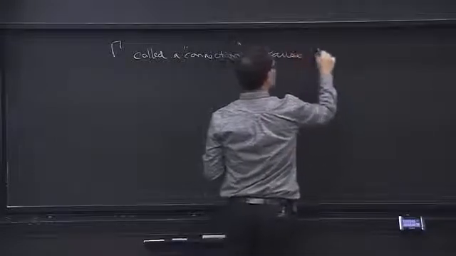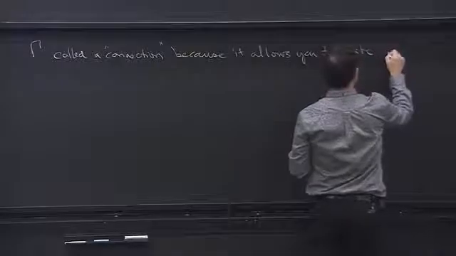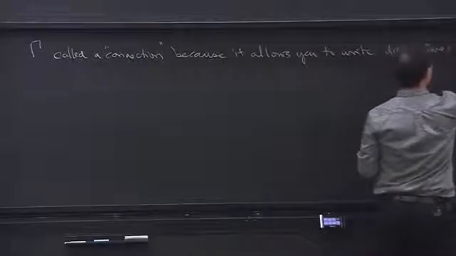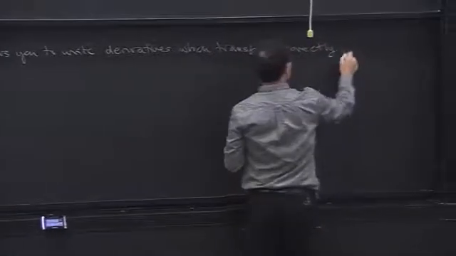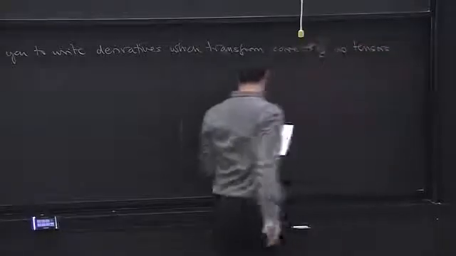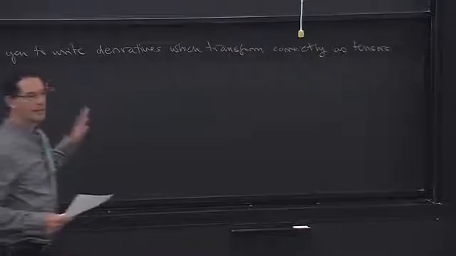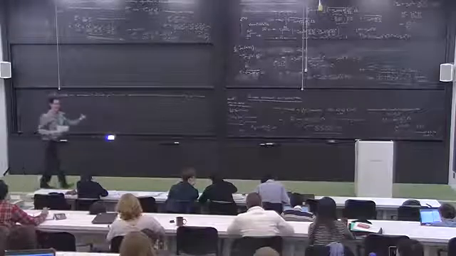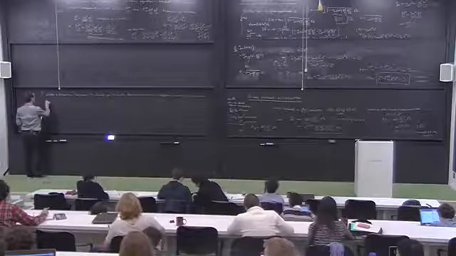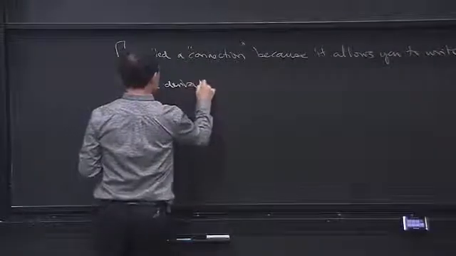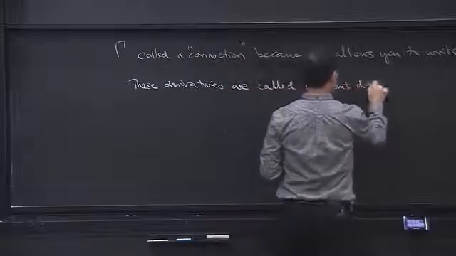because it allows you to write derivatives which transform correctly as tensors. Okay, so it's very important that gamma itself is not a tensor. It doesn't transform properly as a tensor. In fact, it's designed so that the error in its transformation as a tensor exactly cancels the error in derivatives. And these derivatives are called covariant derivatives.